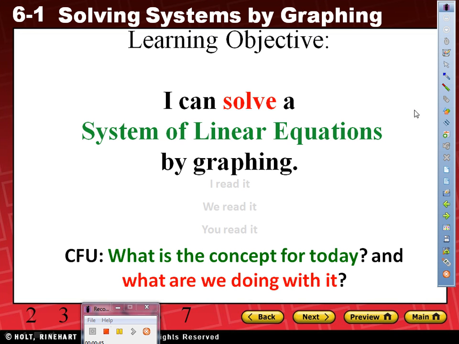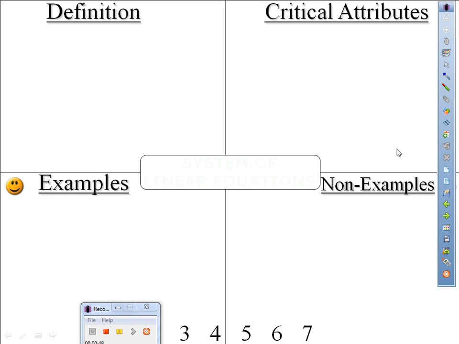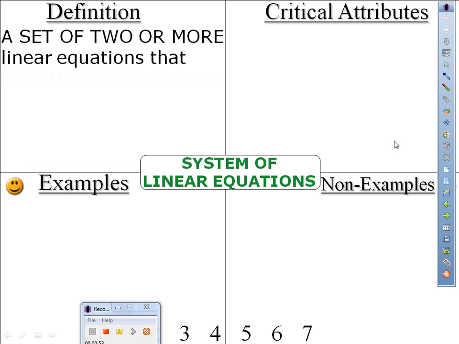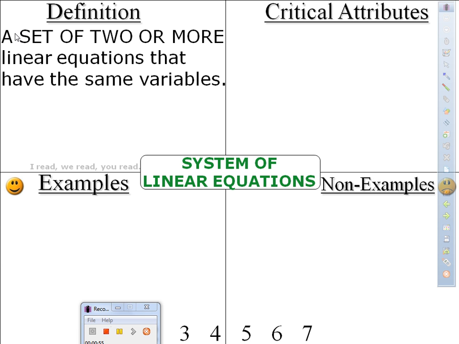So what are systems of linear equations? Systems of linear equations are a set of two or more linear equations that have the same variables. A set of two or more linear equations that have the same variable. Tell your neighbor the definition, please.